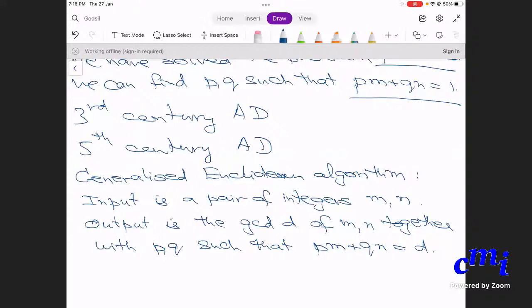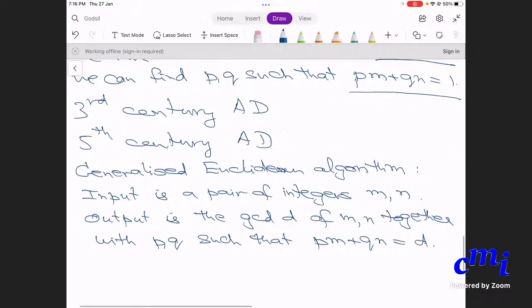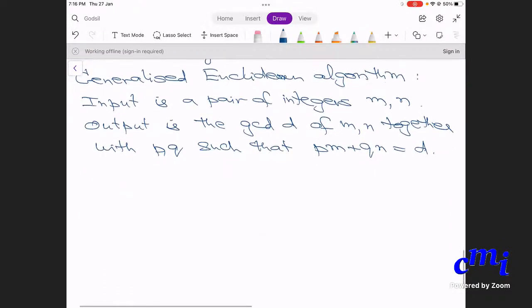So how does this algorithm go? Let me describe that. Rather than writing this algorithm formally, I'll work out one example. So suppose m is, say, 45, and n is 13.